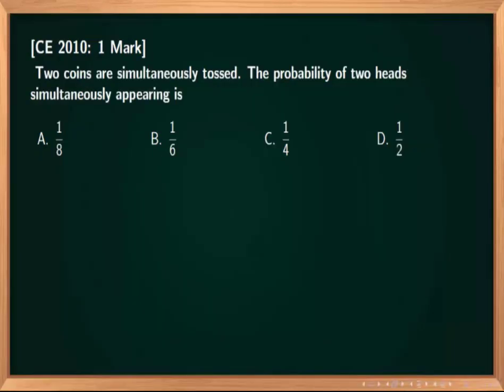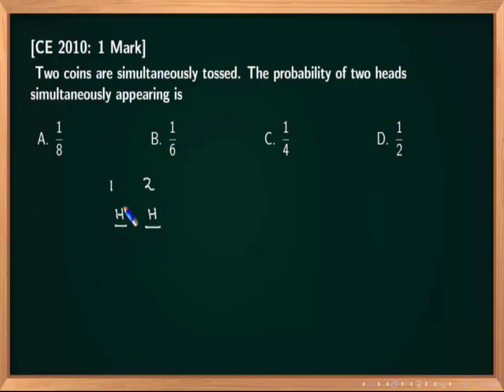2 coins are simultaneously tossed. The probability of 2 heads simultaneously appearing is... So you have 2 coins and you are tossing them simultaneously. The question is the probability of 2 heads simultaneously appearing. If this is coin 1 and this is coin 2, you have to make sure that you get a head here and you get a head here also, which means that you have to get a head in the first coin, and when you toss the second coin, then again you have to get a head.